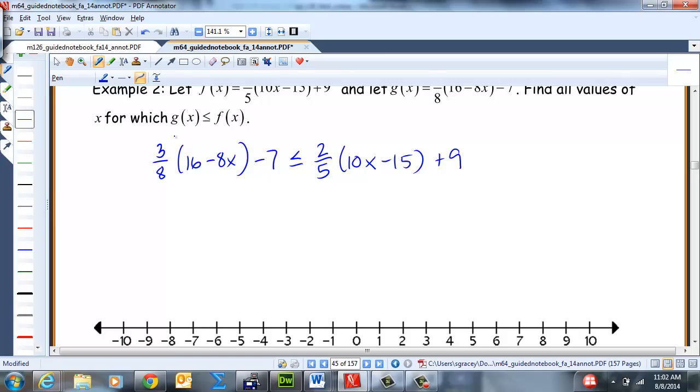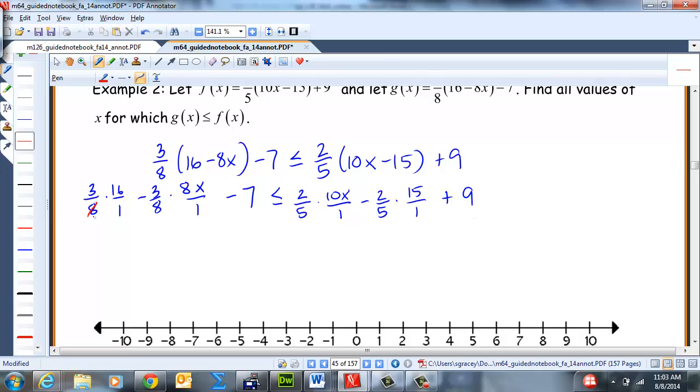So remember we have to distribute, so we'll have 3/8 times 16 minus 3/8. Let me write that a little differently. 16 is like 16 over 1. And then minus 3/8 times 8x over 1. Then we have the minus 7 is less than or equal to 2/5 times 10x over 1 minus 2/5 times 15 over 1, and then plus 9.